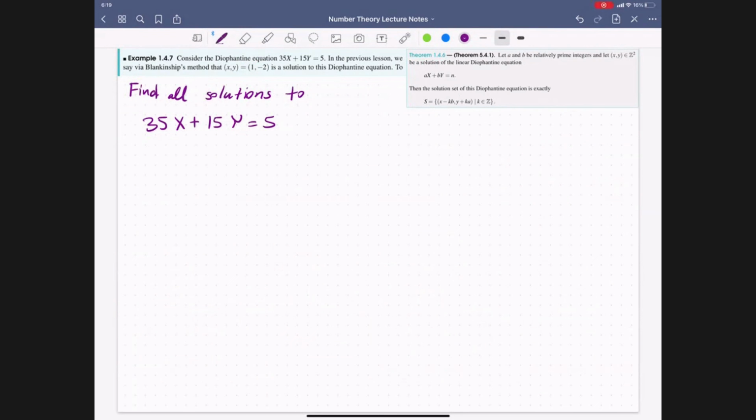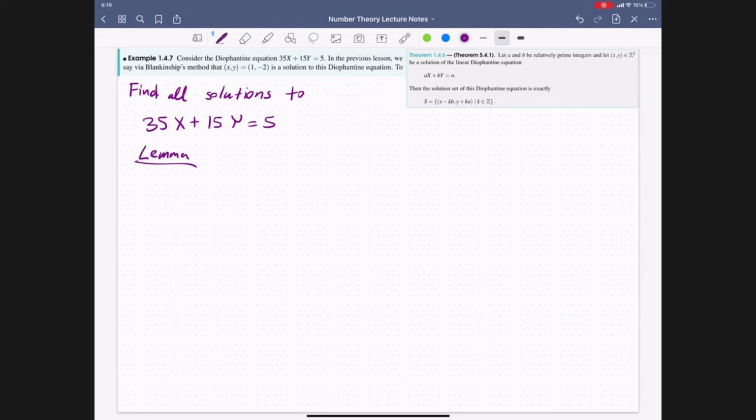So let's go ahead and work out an example. So here we have 35x + 15y = 5, and we have already seen via Blankenship's method that (1, -2) is a solution to this Diophantine equation. And now we want to find the solution set to this Diophantine equation, but we can't apply the theorem just yet. In the theorem that we just proved, we assume that a and b are relatively prime integers. 35 and 15 are not relatively prime. But we can go ahead and overcome that by the following lemma, which is an easy observation here.